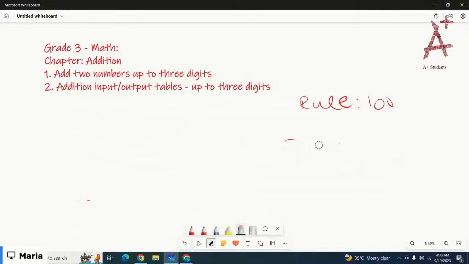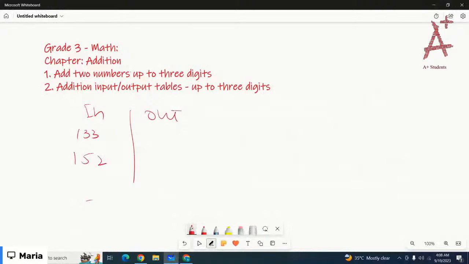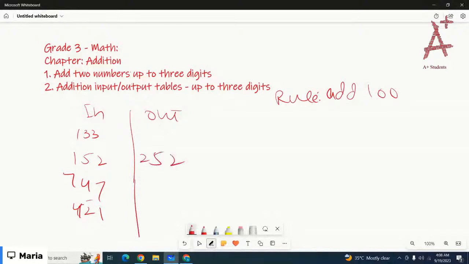Very good, everyone. Let's do another example. You are given the input values. You have to calculate the output values. They are 133, 152, 747 and 421. The rule is you have to add 100, right? Which is the correct option? You have to add 100 to every value, right?